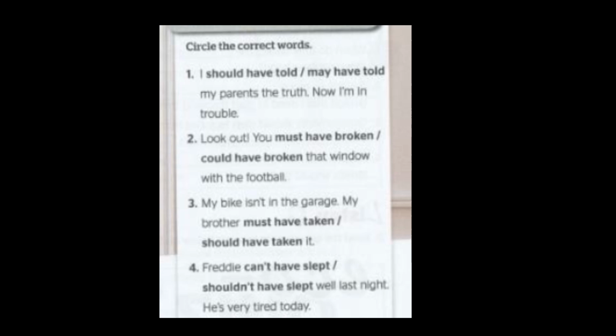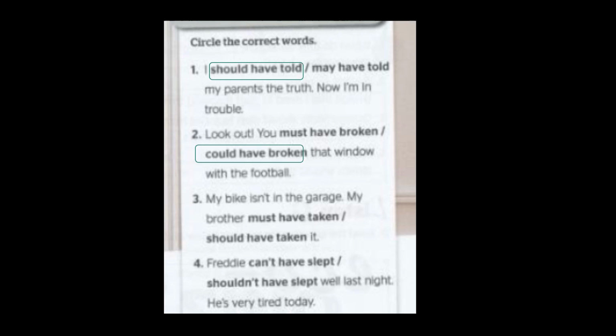Now let's look at page 105 and do this exercise. Let's discuss the answers together. Circle the correct words or the correct phrases from the sentences. Number 1. I should have told or I may have told my parents the truth. Now I'm in trouble. The answer is I should have told. Look at number 2. Look out! You must have broken. You could have broken that window with that football. Which one is the correct answer? Yes, the answer is you could have broken.